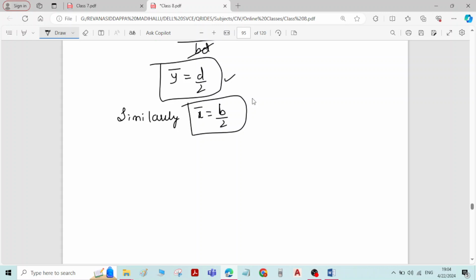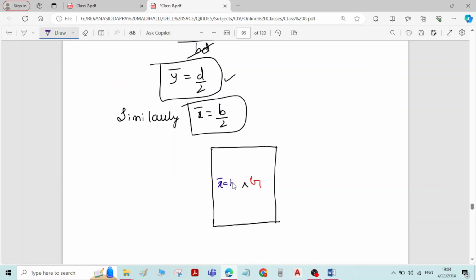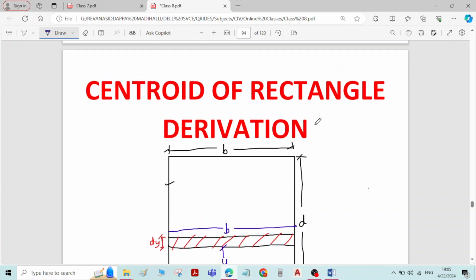So for a rectangle, the equations of centroid are x bar is equal to b by 2 and y bar is equal to d by 2. Okay, so with this, the derivation of the centroid of a rectangle is completed.